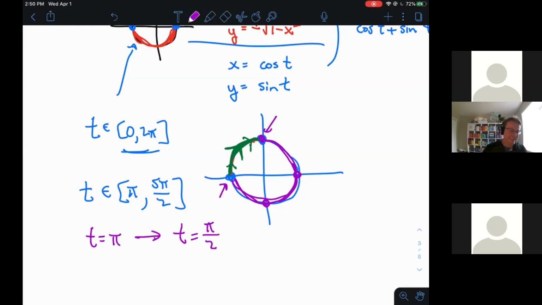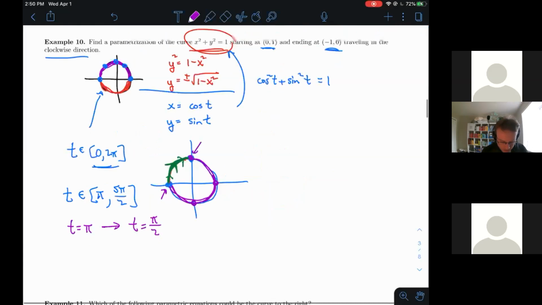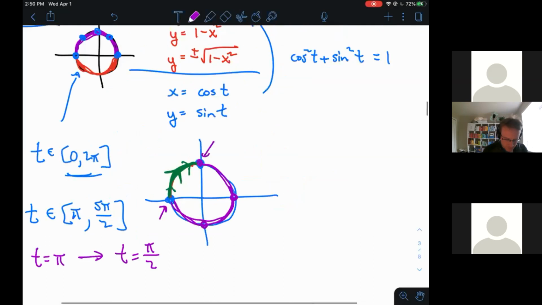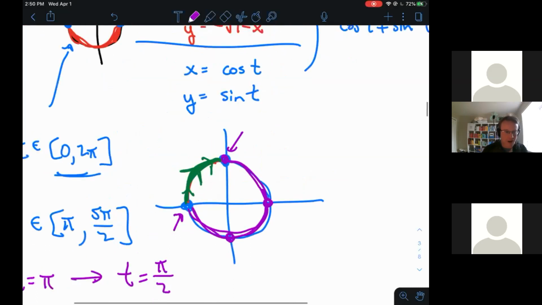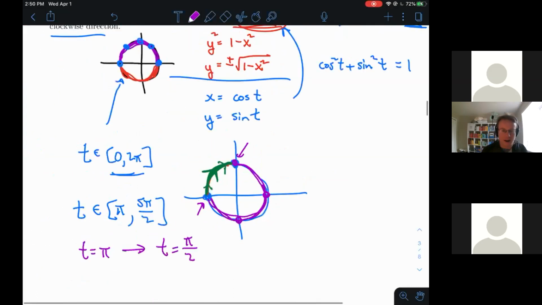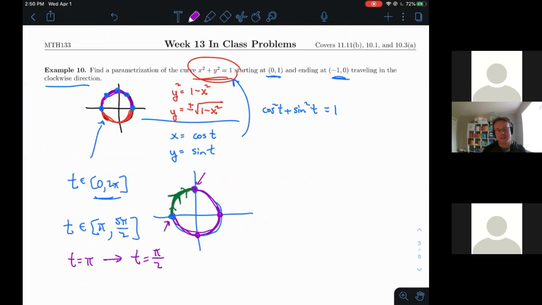I have a question though. It's specified we're supposed to start at 0, 1, right? Yep. And end at -1, 0. Sorry, and it said go clockwise. So don't we want that purple part then? Yeah, thank you. Instead of the green. Yep. Well, I'm crazy for a different reason then.